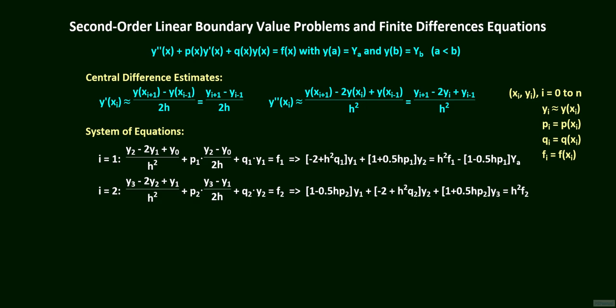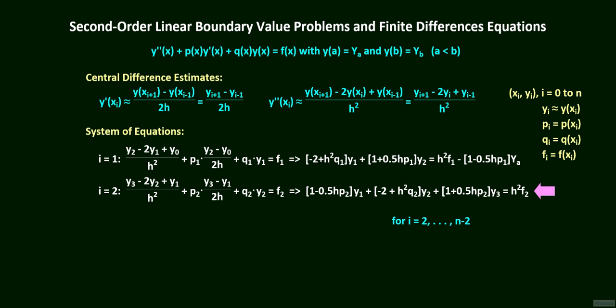This equation, unlike the equation for i equals 1, does not involve any given boundary condition, such as uppercase y sub a. We generalize this equation to include the indices i equals 2 all the way up to i equals n minus 2. i equals n minus 2 is the last index whose equation does not involve a boundary condition.